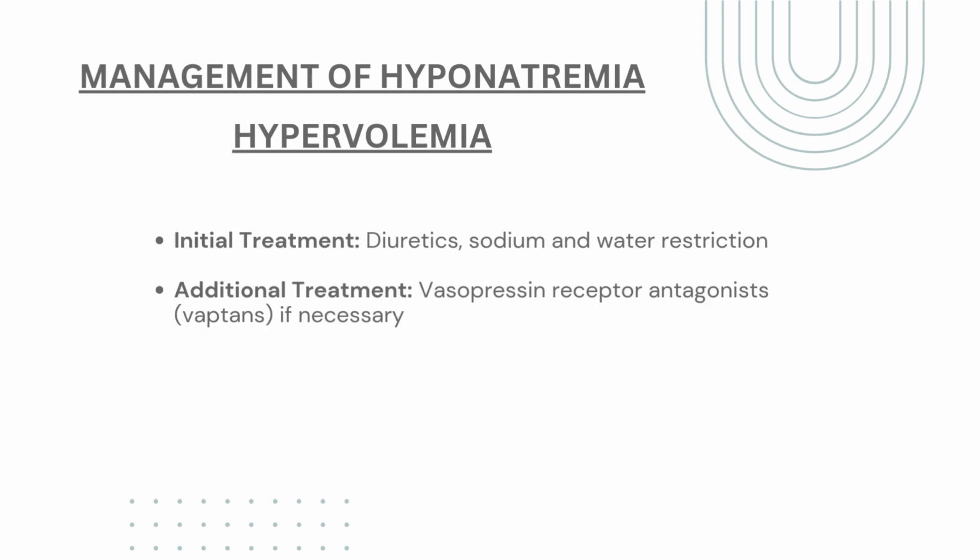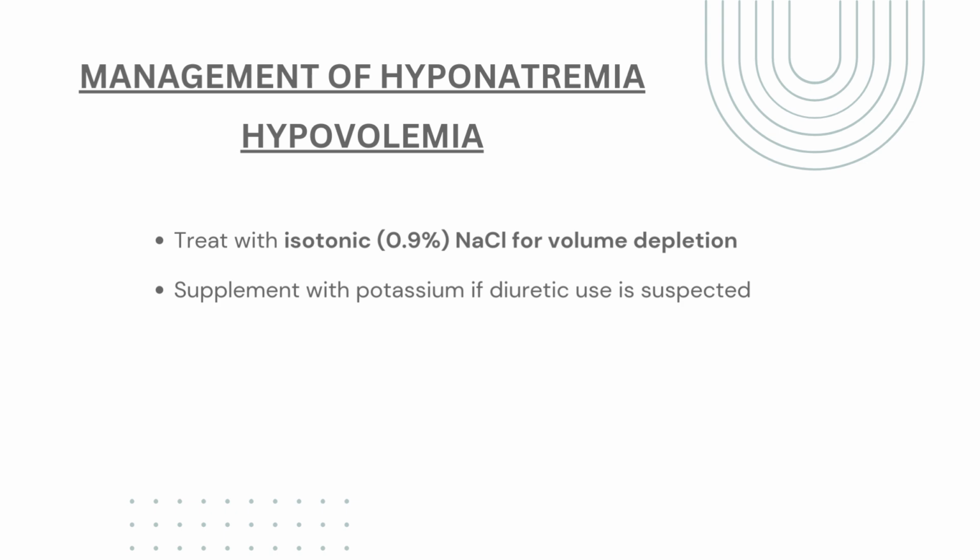For hypervolemic hyponatremia, we can use diuretics and we can restrict water and sodium. For additional treatment, we can also use vaptans. For hypovolemic hyponatremia, we can use isotonic sodium chloride for volume depletion. Supplement with potassium if diuretic use is suspected.